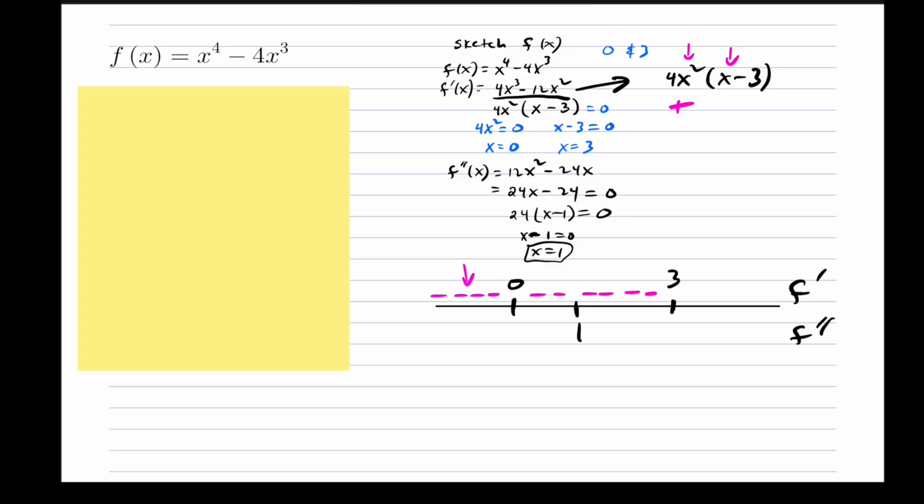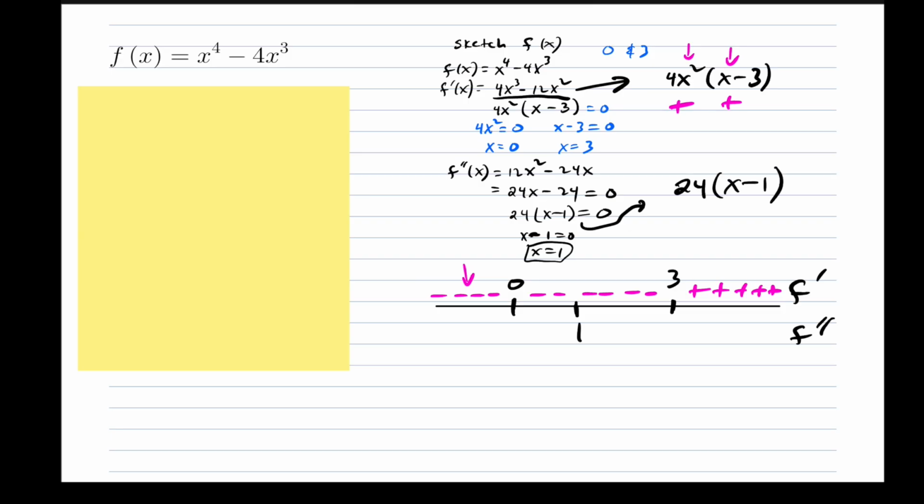But now if I put in a number larger than 3, like 5, this will be positive too. So now I know that I have positives to the right of 3. Okay, now let's contend with f double prime. So now for f double prime, I'm going to get that from right here. Okay, so we're going to look at 24 times x minus 1.